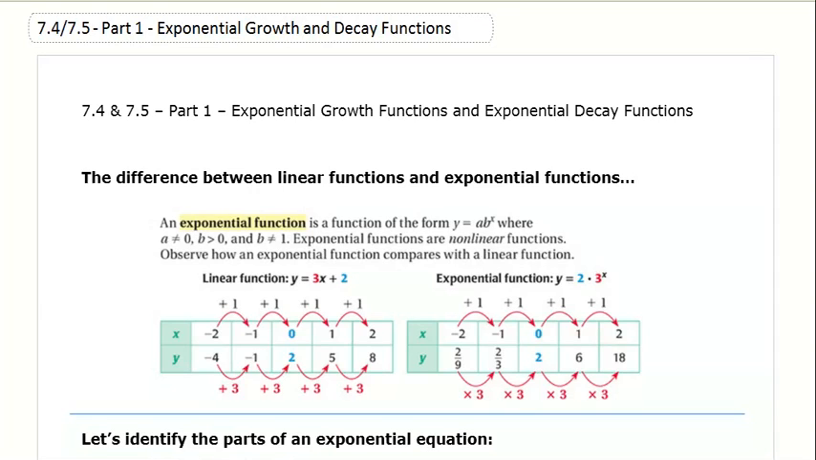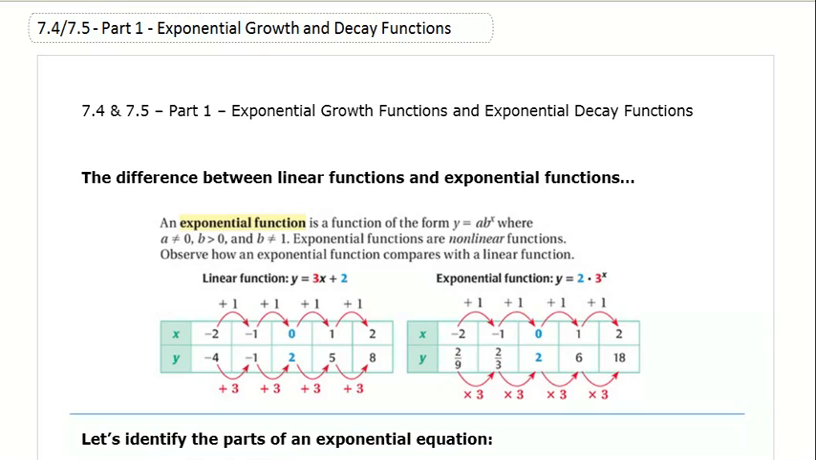This is the video for lessons 7.4 and 7.5, part 1 of exponential growth and decay functions. Now we've been dealing a lot with linear functions, where there's that constant rate of change. However, a lot of things in life don't grow at a linear rate. For example, population, maybe how quickly a virus spreads, the value of something like your car, or even the amount of money in your savings account, those all tend to grow exponentially.